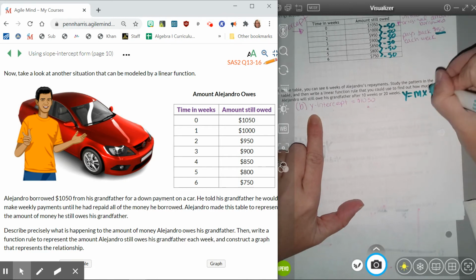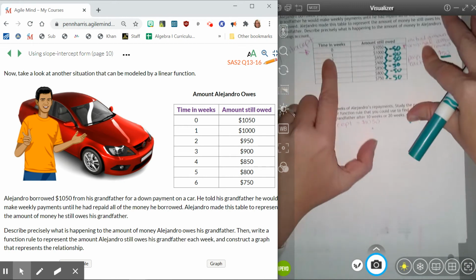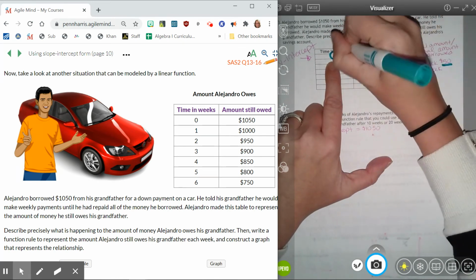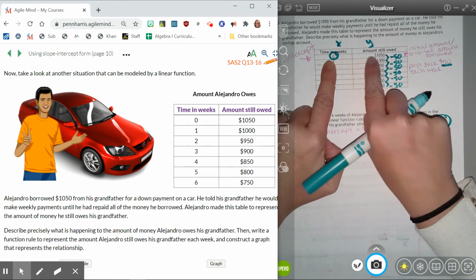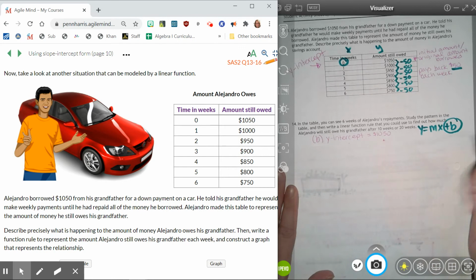Where did he start? That's always going to be when x is 0. When x is 0, remember this is x, this is y. When x is 0, he owed $1,050. So my y-intercept is 1,050. And if you want to make a note, when x equals 0.